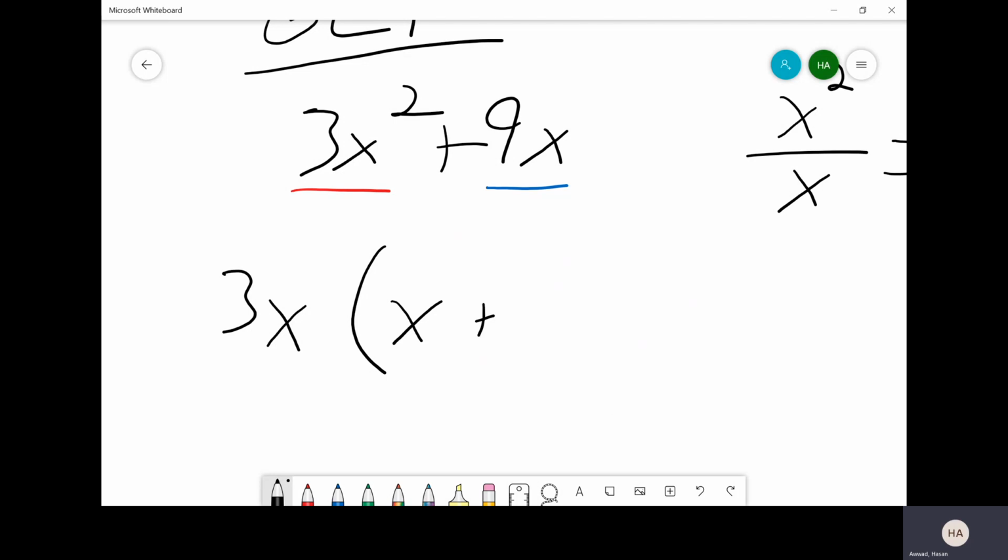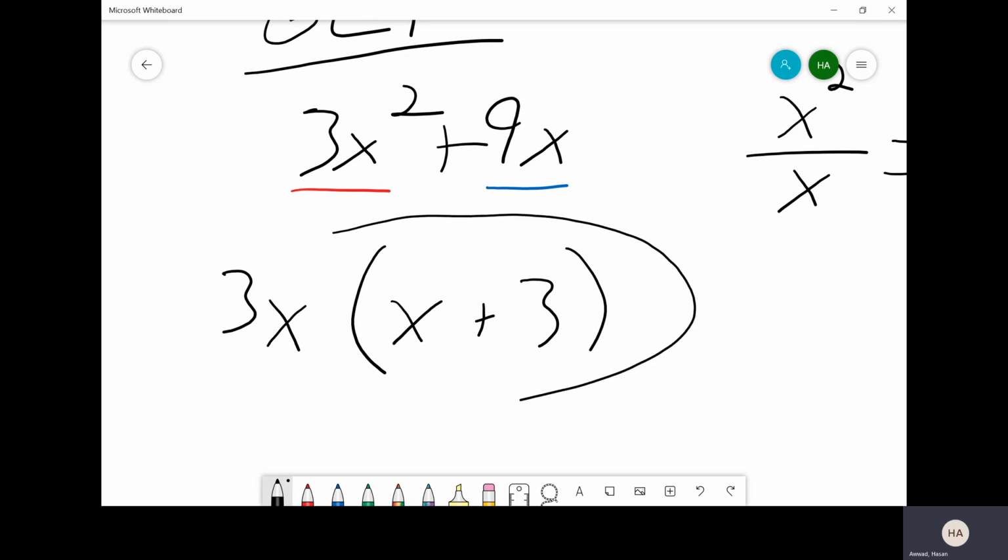And now we're going to do the same thing. We're going to pull 3x out of 9x. So 9 divided by 3 leaves me with a 3, and x divided by x leaves me with nothing. And this is what we are left with. We factored it. We broke it into its building blocks.